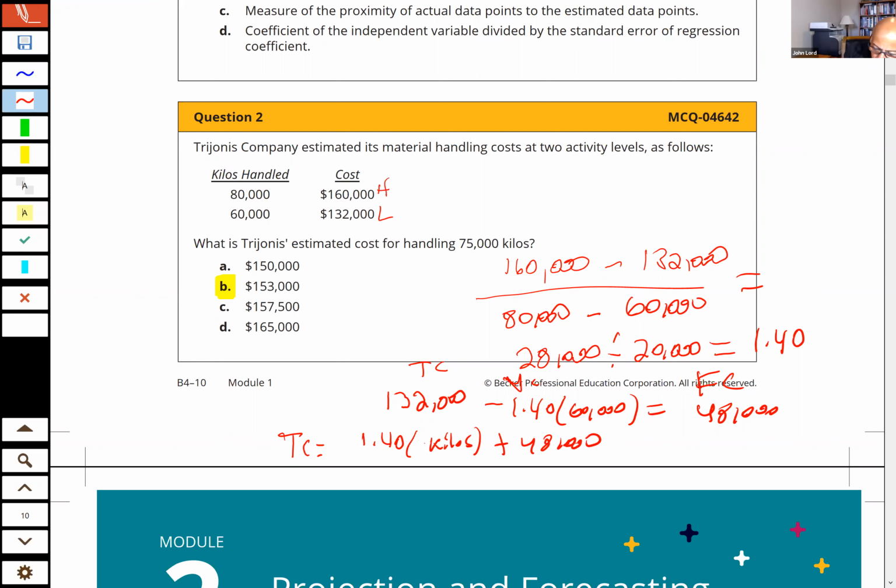And so then they give me a number that they want me to plug in here, which is the $1.40 times what? 75,000 plus the 48,000 fixed cost. And when I do the math on that, I come up with this answer, 153,000. Okay, not too bad.